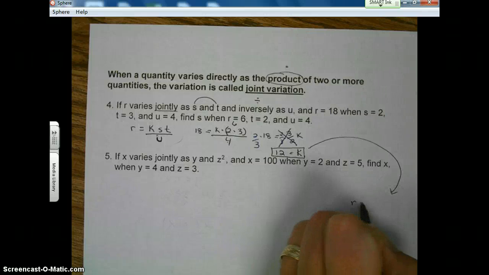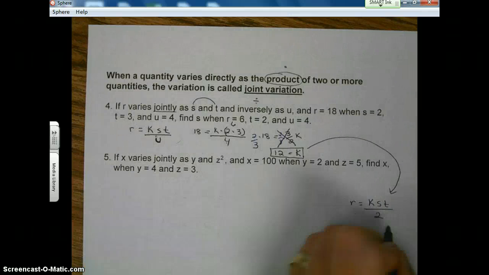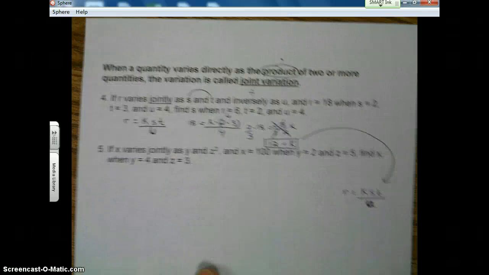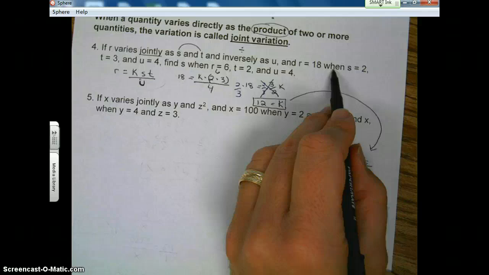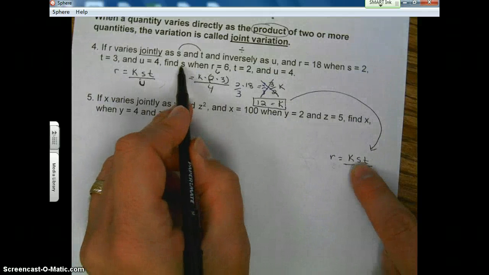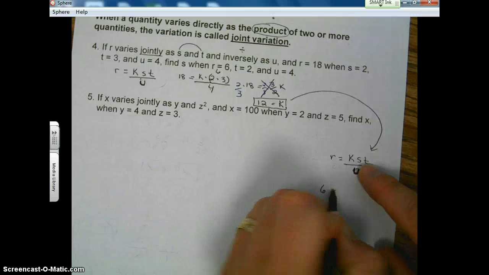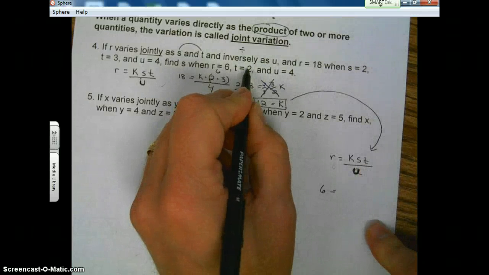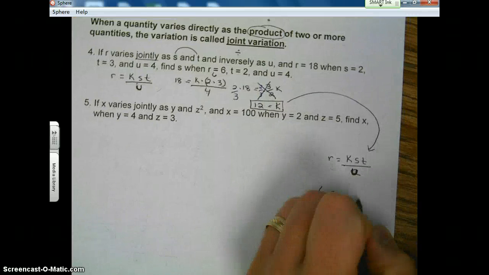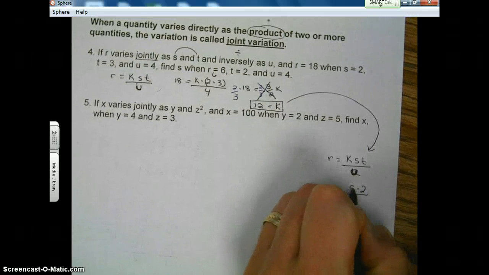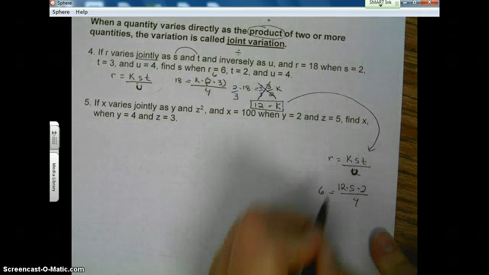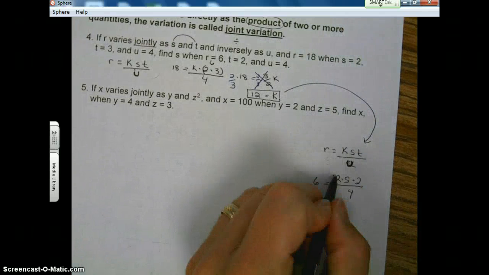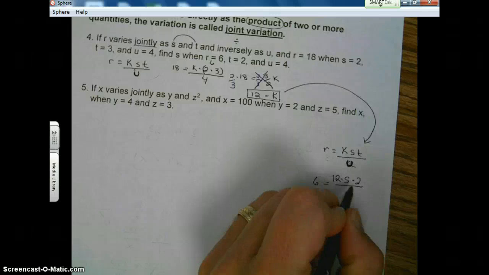We have R equals K times S times T over U, excuse me, over U. Okay, so we know that it says find S, so we're looking for S when R is 6, T is 2, U is 4, and we know that K is 12. So we know K is 12, T is 2, U is 4, and we're looking for S.